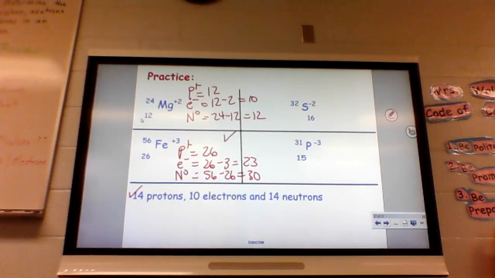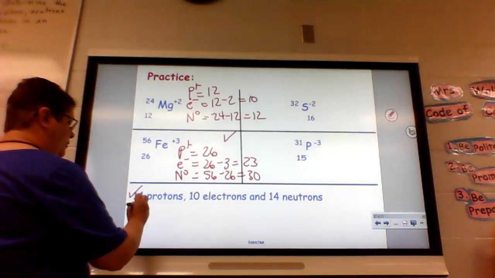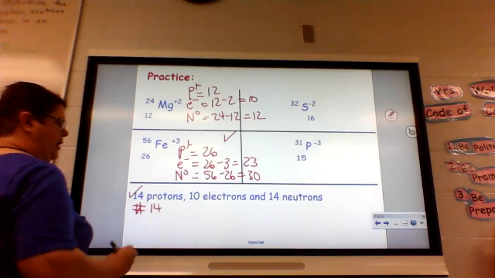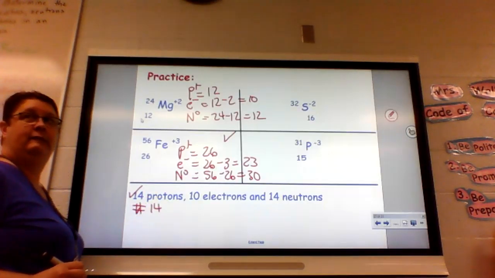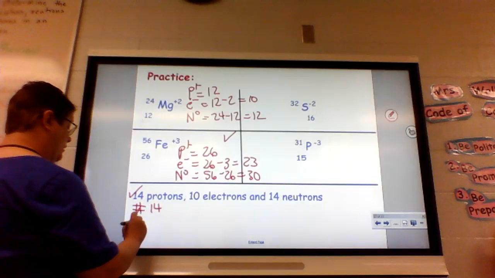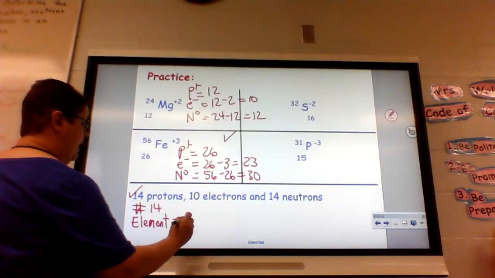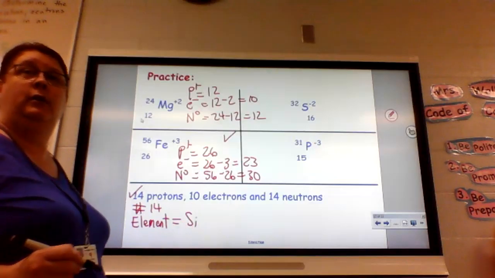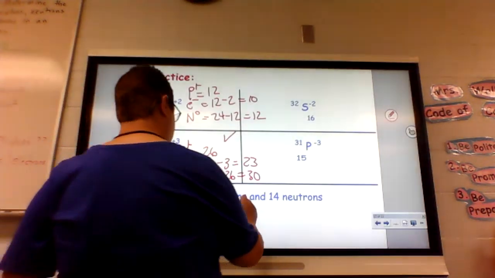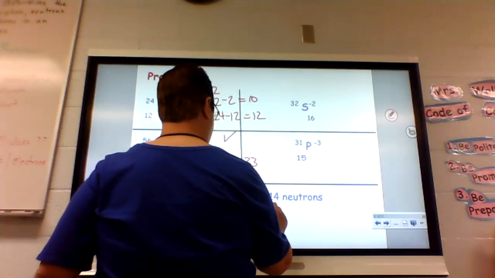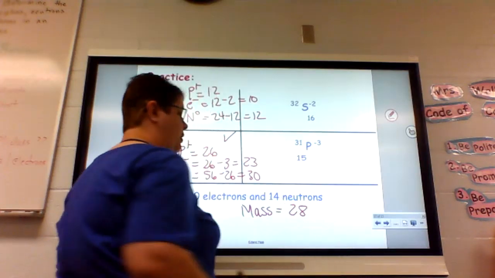I need to do that one with them? Okay, so the bottom one. So what do we know? The atomic number is 14. Okay, what else do we know? The element is silicon. Okay, what else do we know? The mass. What's the mass? Mass is 28. Everybody okay with those things?